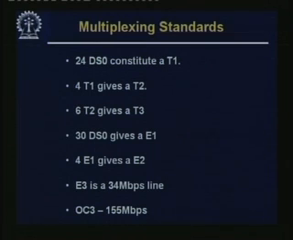Now, these are some of the multiplexing standards. I have not given all of them, I just indicate some of them. If you remember, as I mentioned, the DS0 is that 64 kbps channel, and 24 of them constitute a T1 line. So the T1 rate is approximately 1.5 megabits per second, 4 T1 gives a T2, 6 T2 gives a T3 and so on. Similarly, 30 DS0, this is another system really, the European system, gives an E1 line. So E1, if you remember, is about 2 Mbps, 4 E1 gives an E2, and E3 is a 34 Mbps line.